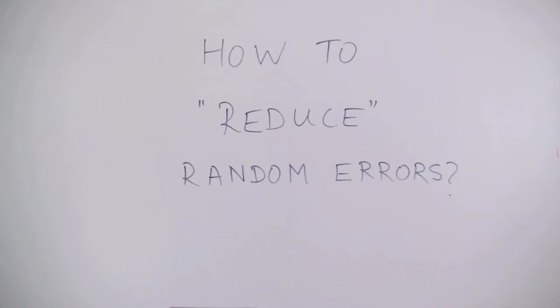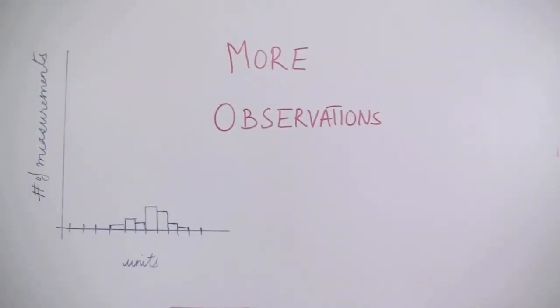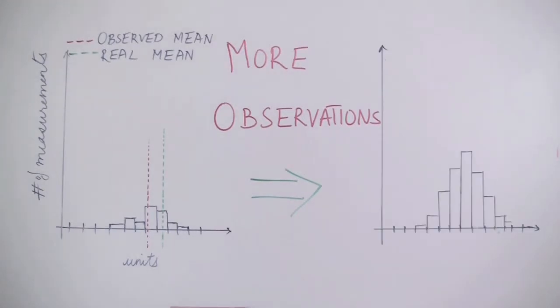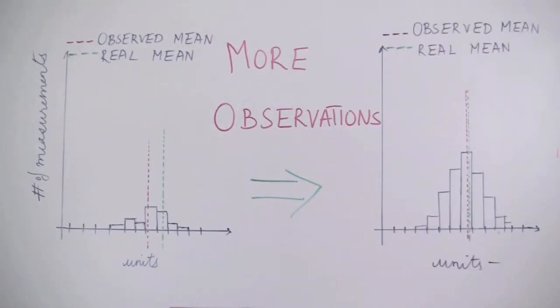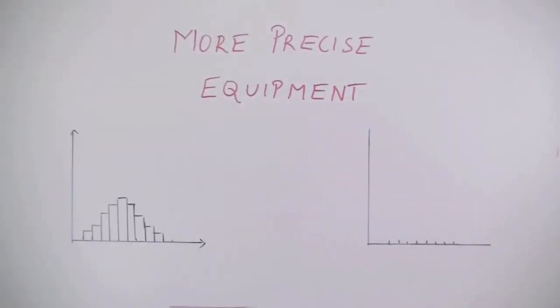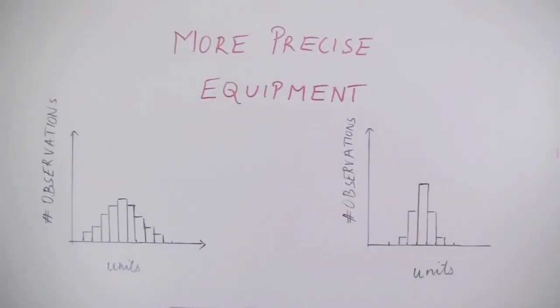Now the question arises, how can we minimize the effect of these errors? We can reduce random error by taking more number of measurements. This has the effect of averaging out random errors. We can also reduce random error by using more precise equipments.